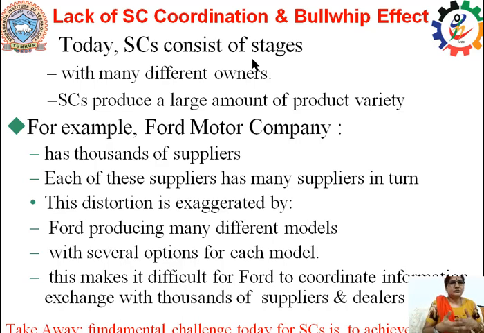So a product variety, number of models, and in each model once again there are different options. For example, for a particular model, if you consider say a hatchback car, in that you have diesel, petrol, automatic gear, manual gear. So variety is increasing like anything day by day, which makes this information sharing instantly more and more difficult.